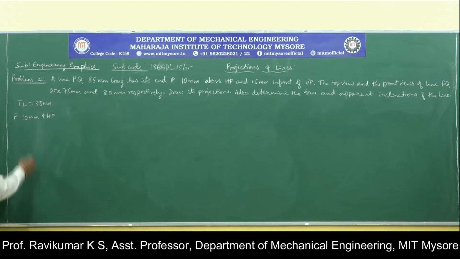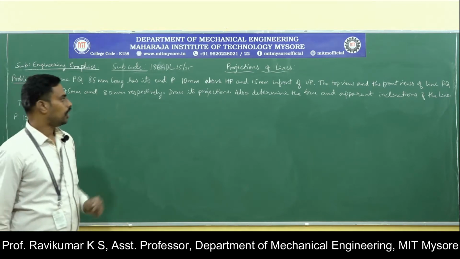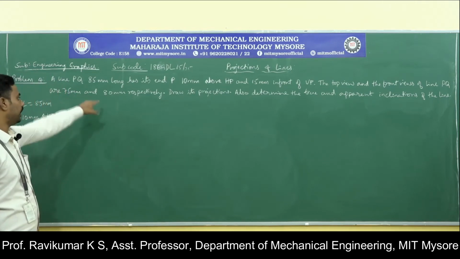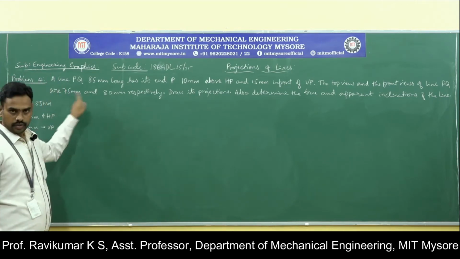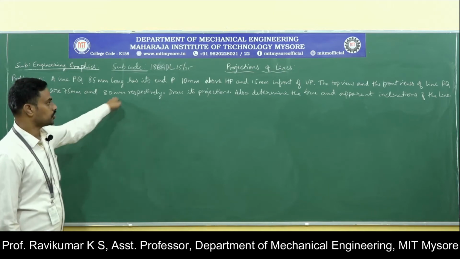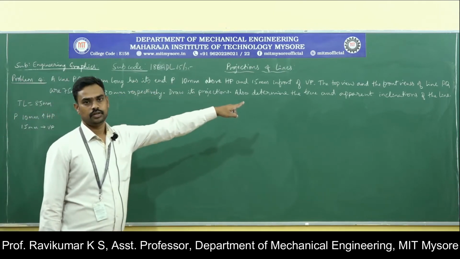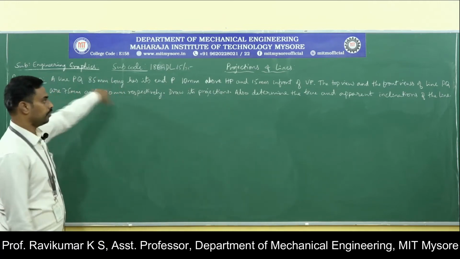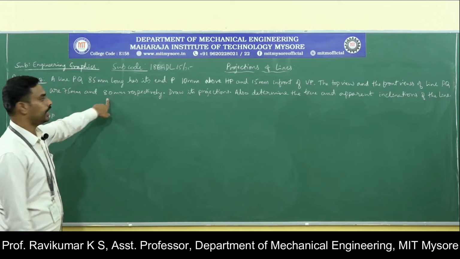Then 15 mm in front of VP. Then the top view and the front views of the line PQ are 75 and 80 mm. So these two magnitudes, 75 and 80 mm, are associated with the views. Okay, it is given along with the views. So the top view being 75 mm and the front view being 80 mm.